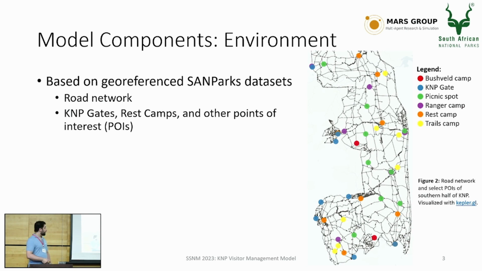For the environment, we were provided with quite a few georeferenced data sets directly from Sandparks, which we integrate into the model to give our agents an environment to move around in. As you can see in the figure here, this mainly consists of a road network that the agents can move around on, and also several points of interest, as we call them in general, such as the KNP gates, rest camps, picnic spots, and so on.